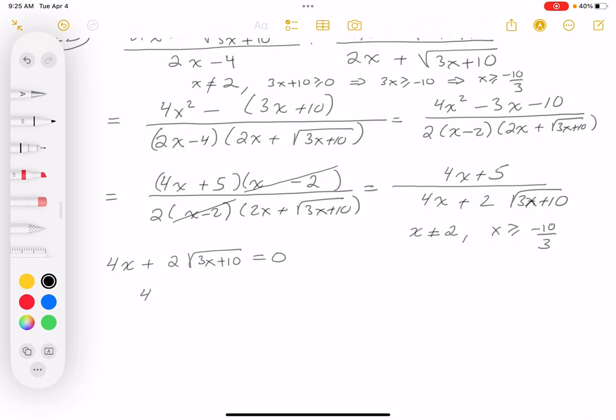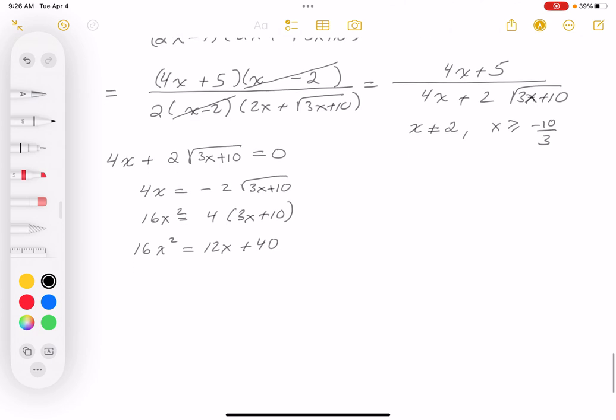Probably I would do something like this over here. It might look strange to you. Subtract the root from both sides. I would square both sides. That's 4 times 3x plus 10. Yeah, that's kind of bizarre, doesn't it? What do you get there? 16x squared. Oh boy, this is going to be tough, isn't it? 12x plus 40. You're going to divide through by 4. And what do you get? 4x squared equals 3x plus 10, so 4x squared minus 3x minus 10 equals 0.